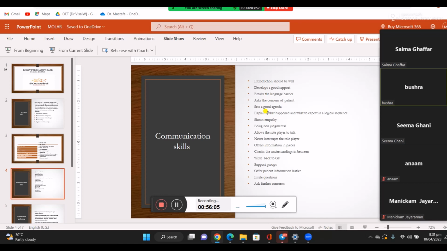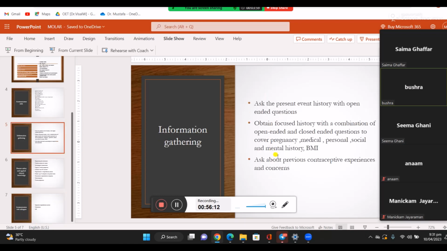Okay. So when you started the information gathering, you asked about BMI, it was good. You asked about medical history, because most of the information was already there.